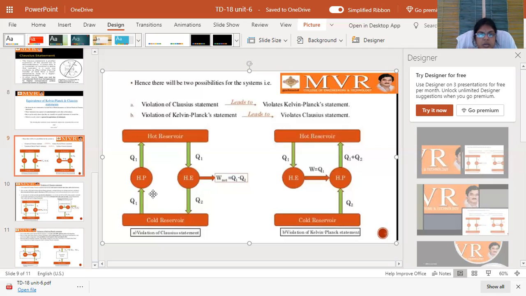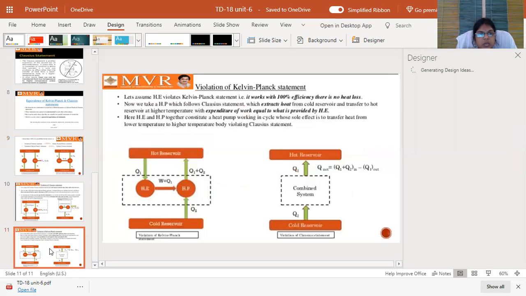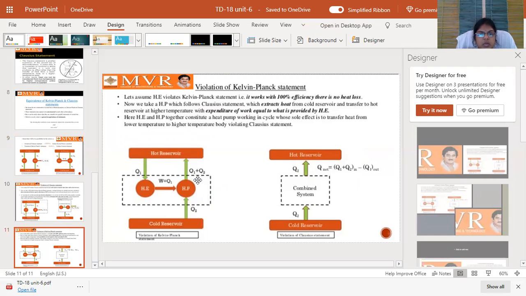This is the Clausius statement, and this is the Kelvin-Planck statement. So the Kelvin-Planck statement violates the Clausius statement, and the Clausius statement violates the Kelvin-Planck statement. That is the meaning of that. So there will be two possibilities for the systems. Here also the same thing. What is the violation of the Kelvin-Planck statement? If we run with only one thermal energy reservoir and it gives 100% thermal efficiency, that we call the Kelvin-Planck statement violation.